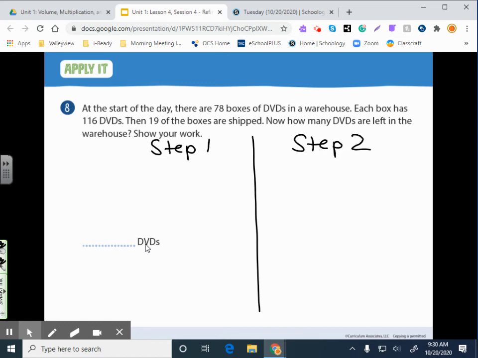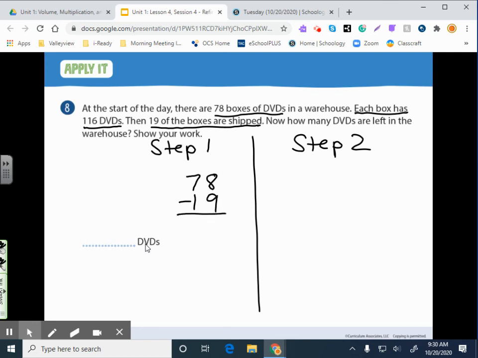Okay, step 1. Oh, let's read the problem first. At the start of the day, there's 78 boxes of DVDs in a warehouse. Each box has 116 DVDs. Then 19 of the boxes are shipped. So there are 78 boxes of DVDs, and then underline each box has 116 DVDs, and then underline 19 of the boxes are shipped. So that means we're taking 19 out of the warehouse. So if we're taking away, we're subtracting.